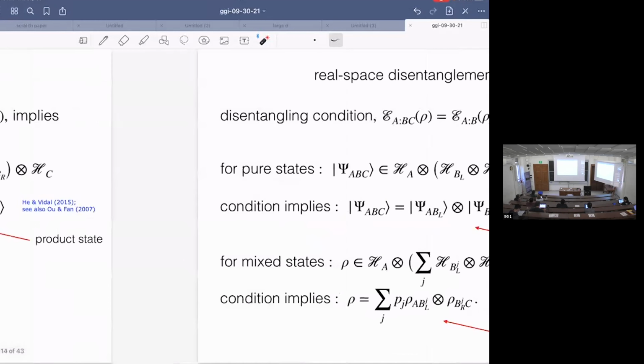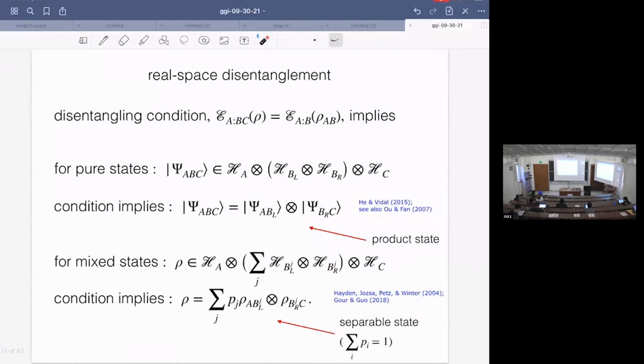So that's pure. And now for mixed states, it's what you might have expected. When the disentangling condition holds for a mixed state, then it implies that this mixed state is separable. Separable just means that the density matrix of the system decomposes in terms of a sum of tensor products of individual density matrices on the subsystems, and the sum is over some probability p sub i.